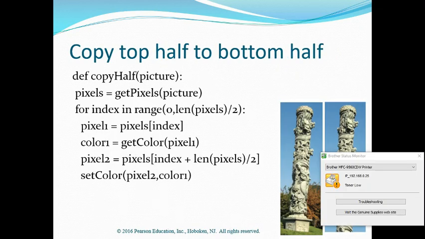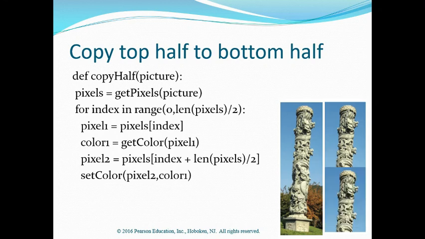So what if you wanted to copy half to the bottom half? So what we can do is we have a function called copy half. It takes in a picture object. We get the pixels for that picture. We iterate through all of the pixels in half of the picture, and then we say we want to be at the index plus the length of pixels divided by 2. So as we go through, we're actually repeating the exact same thing on the bottom half of the picture as well.